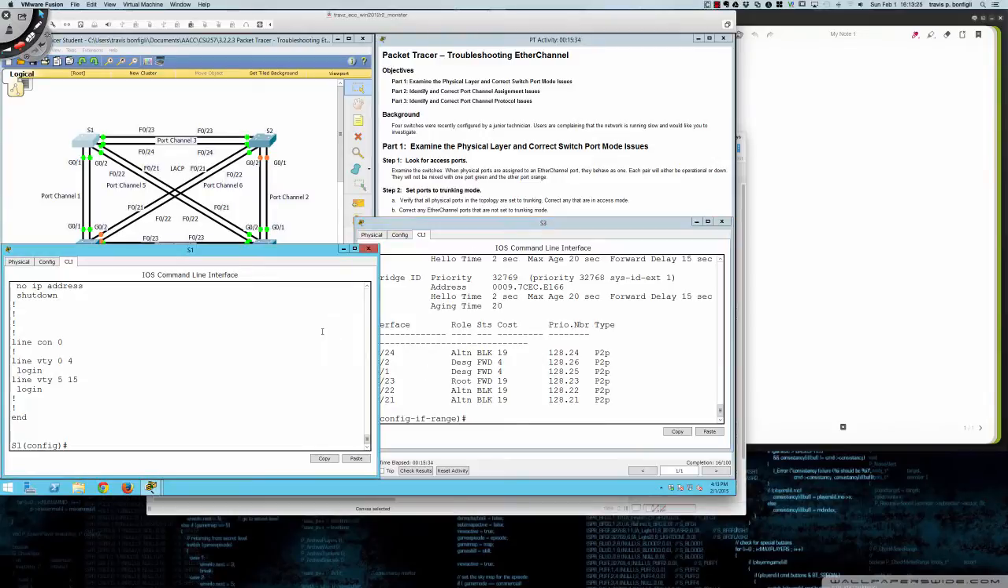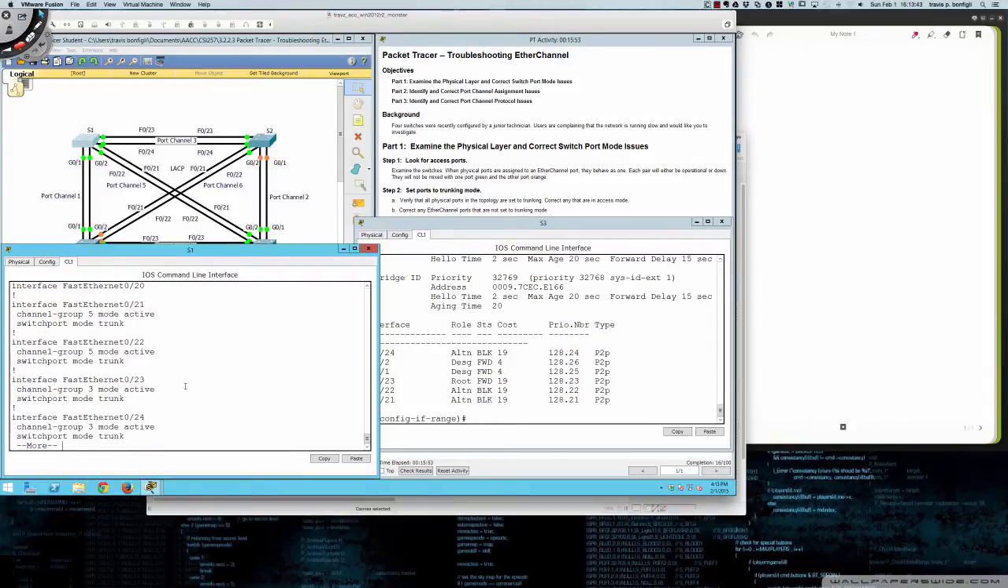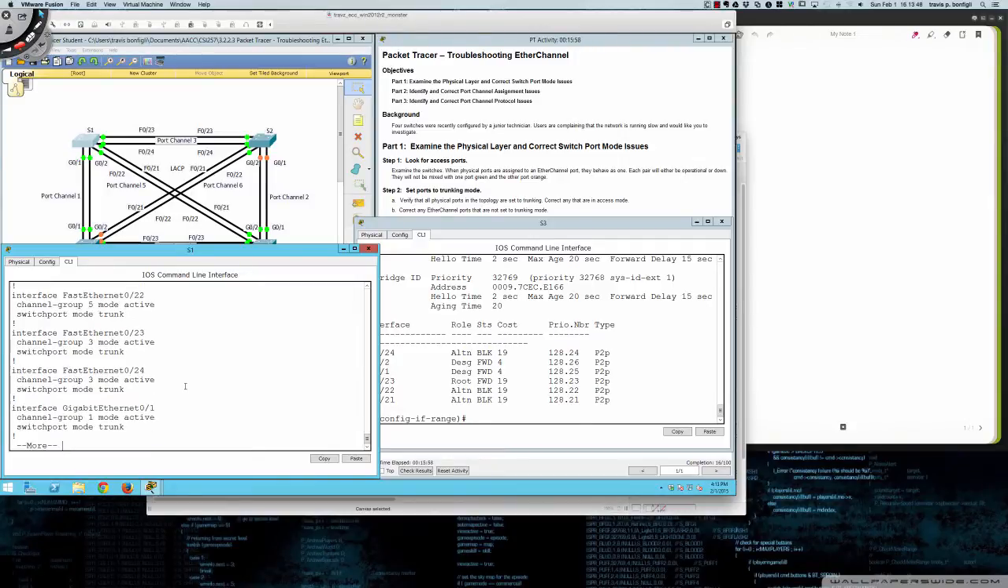So we did that here on switch 1. When I did the do show run, you can see 21 and 22, which go over to switch 2. Those are trunks in channel group 5, and they're set to active. 23 and 24 go over to switch 4. Those are trunks, and they are active. And then gig 0/1 and gig 0/2 are also trunks, and they are also in active mode. So we've set up the interfaces correctly here on switch 1.